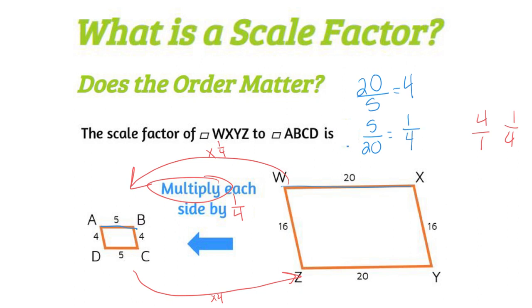So in the example above, we did 20 over 5, and then we also can do 16 over 4, which is what we originally did. And to get the scale factor when the second shape is smaller, you just flip it. So if you're going larger, it's going to be a whole number. It's going to be larger than 1. If you're going smaller, it's going to be less than 1.